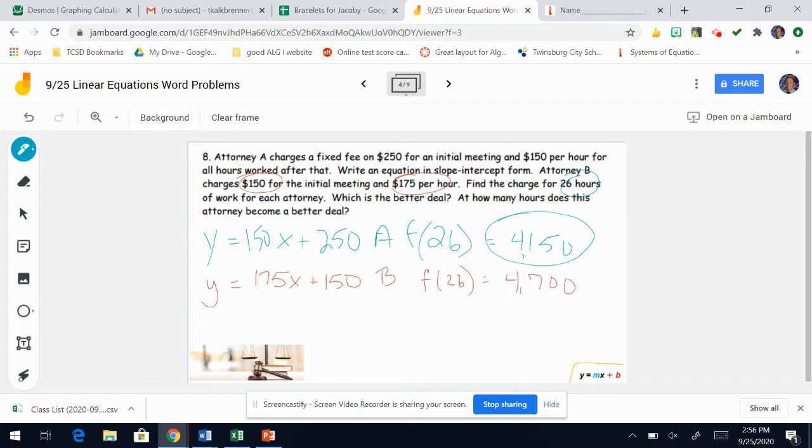However, maybe attorney B is worth it because they might actually present your side of the story a little bit better. So it just depends on how much you want to spend, if you can, and who's going to do a better job. So it says at how many hours does each attorney become a better deal. So we just set those equal.